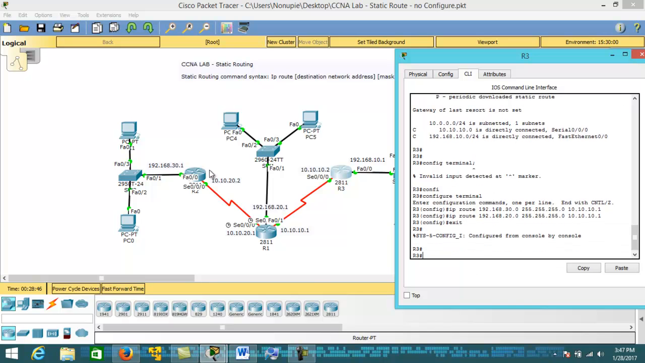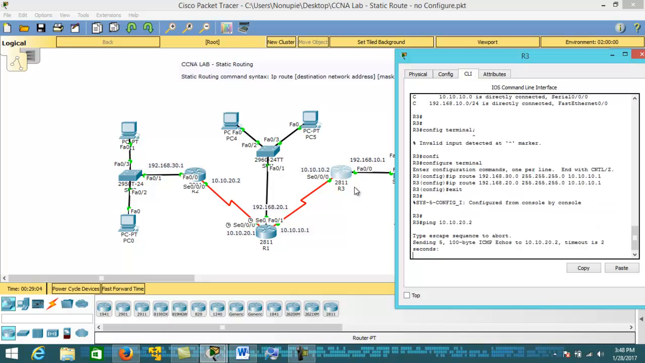Okay, from this and from this. So let's quickly see if this router will be able to ping this router or not. That is, whether R3 will be able to ping router R2 or not. That is, ping 10.10.20.2. Hope it will work.